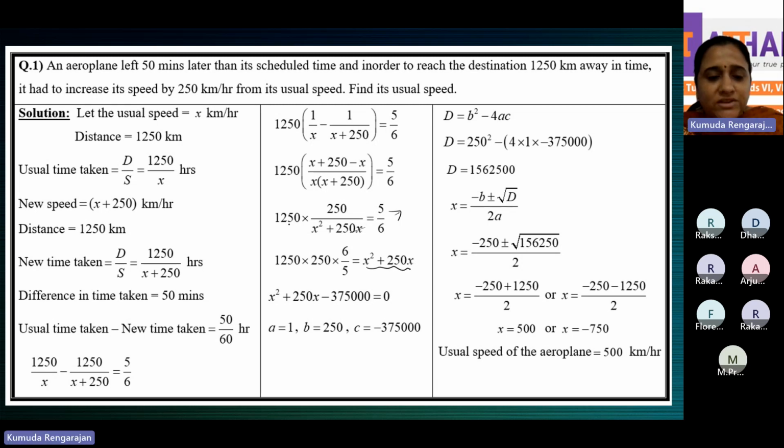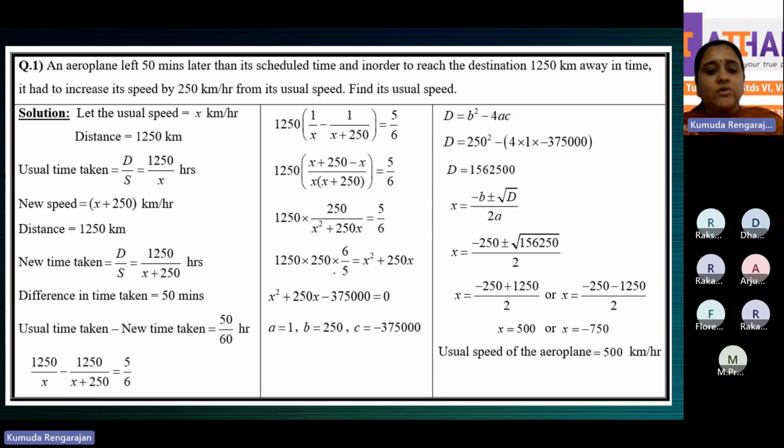Then what is left on the left hand side? This one is left on the left hand side. This one is also there on the left hand side. This one is gone here. Now this 5 by 6 from the RHS, I'm getting it to the LHS. So it becomes 6 by 5. So it's like I'm gathering all the numbers on one side. And I've taken the expression x squared plus 250x to the other side.